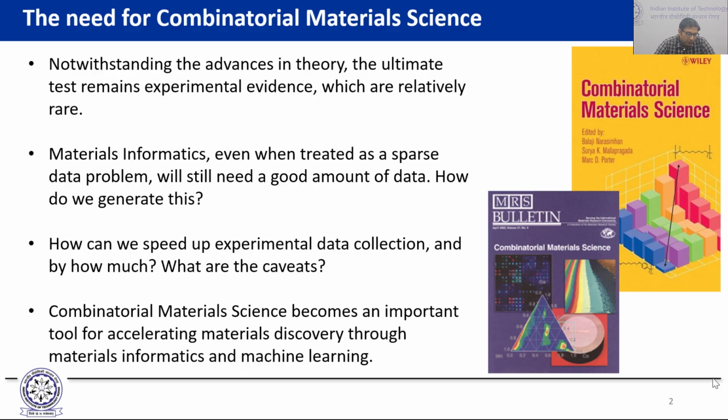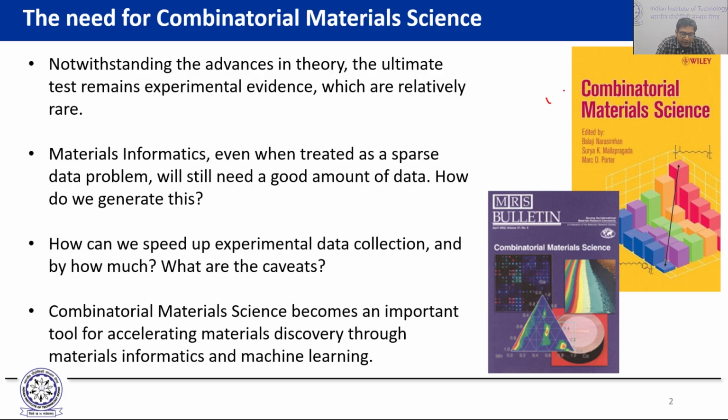What we will see though is combinatorial material science is now becoming a very important tool by which you can accelerate the discovery of novel materials, and this becomes especially potent when you combine this type of experiments with materials informatics and machine learning. So just to give you an idea about how important this field is now becoming, I just wanted to put up a couple of examples.